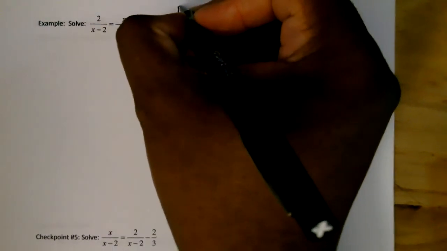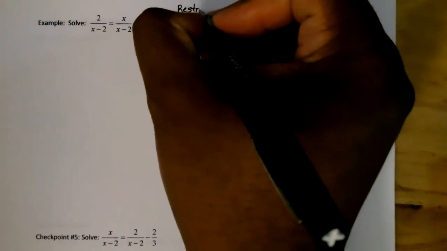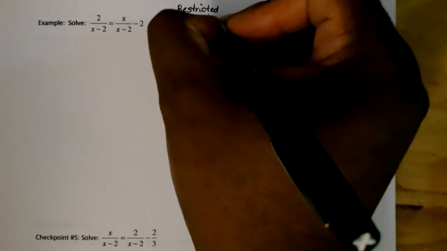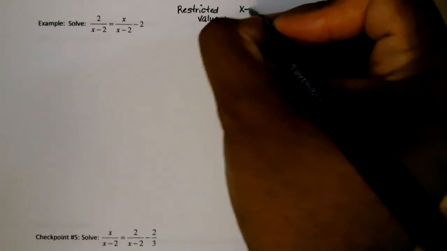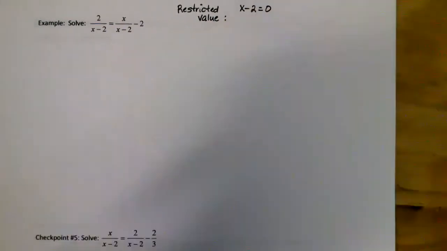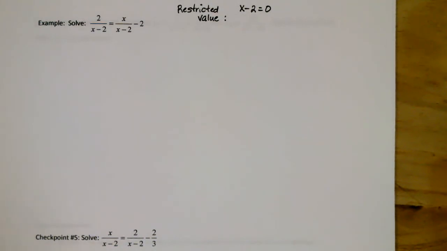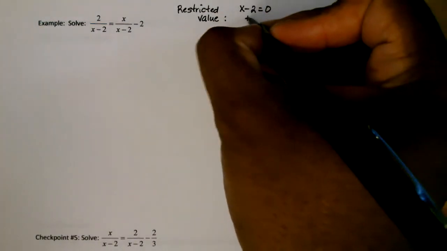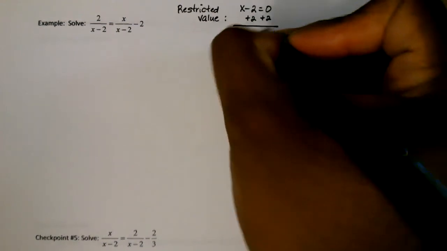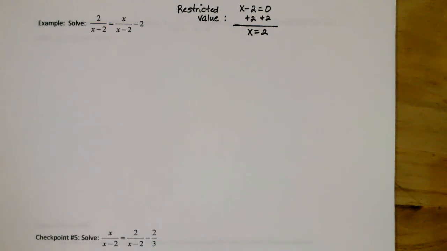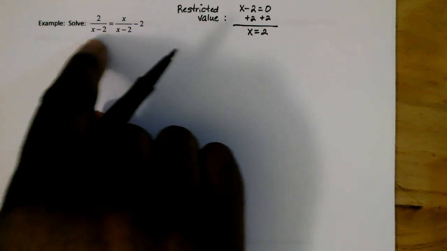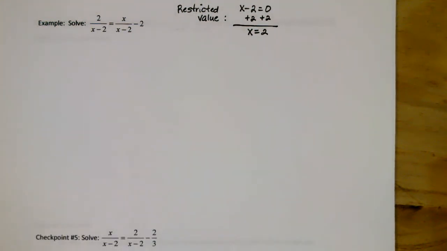So for the restricted value, I'll take that x minus 2, set that equal to 0, and solve for x. So if x minus 2 is equal to 0, that means that x has to be equal to 2. So the restricted value here is x is equal to 2. That's the value of x that would give you a 0 in this denominator and a 0 in that denominator.